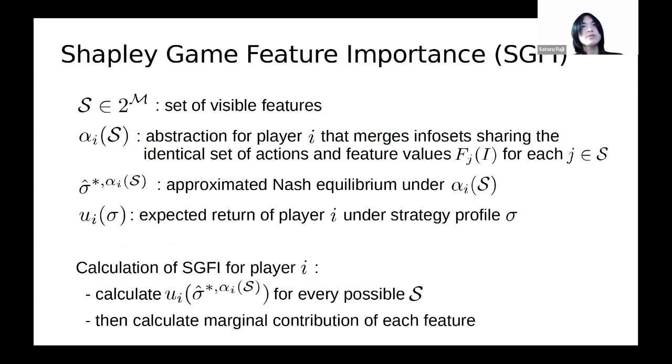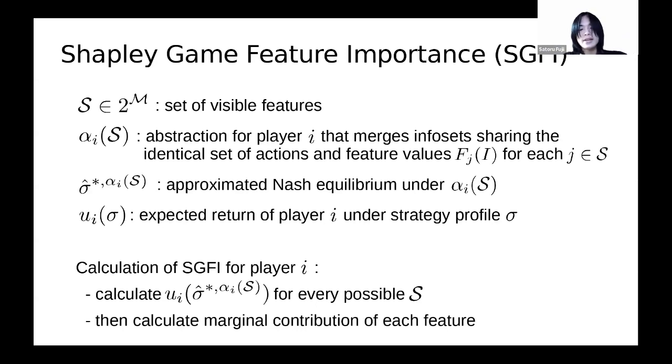Firstly, I'll talk about SGFI. We denote the set of visible features as S, and this alpha A,S is an abstraction for player A that merges info sets sharing the identical set of actions and feature values of each feature in S. This means information contained in other features is discarded, and hat sigma is the approximated Nash equilibrium under an abstraction, which we calculated via an algorithm called Monte Carlo counterfactual regret minimization, or MCCFR, in our experiment. And U denotes the expected return.